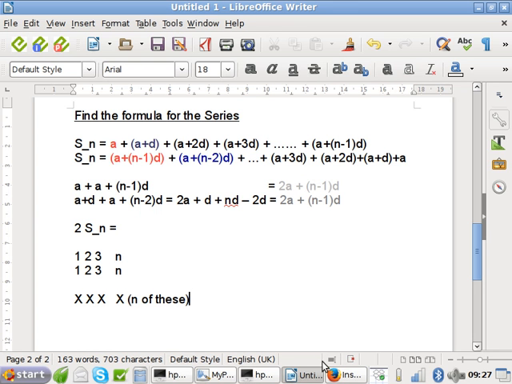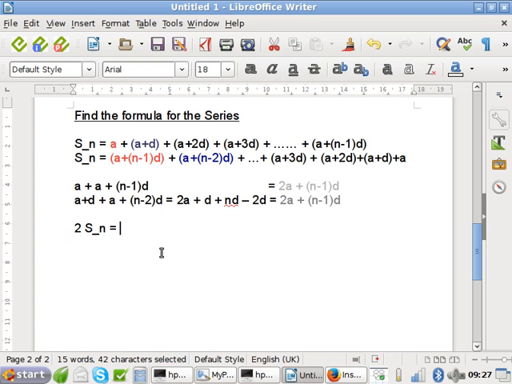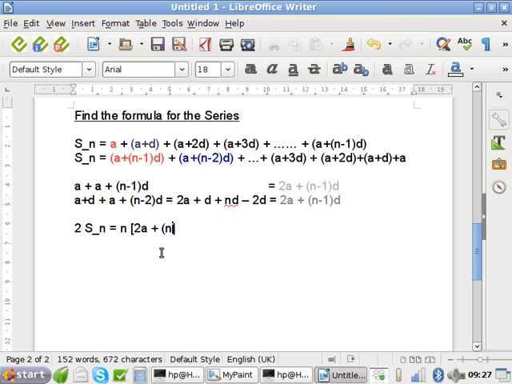Are you sure? You don't seem happy with it. Is that okay? N of them. So I have n times 2a plus n minus 1d, because I have n of these. So if I add them together n times, I just multiply by n. If you have like 3 plus 3 plus 3 plus 3, you have 4 of them. They're all the same, so it's just 4 times 3. So it's the same idea.